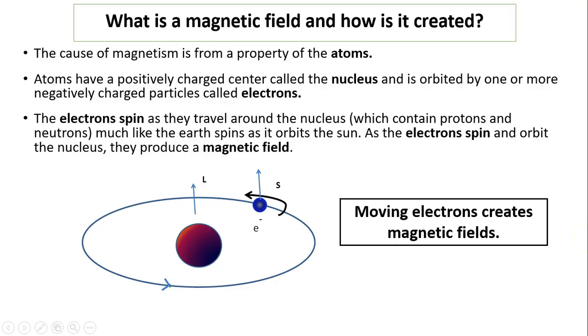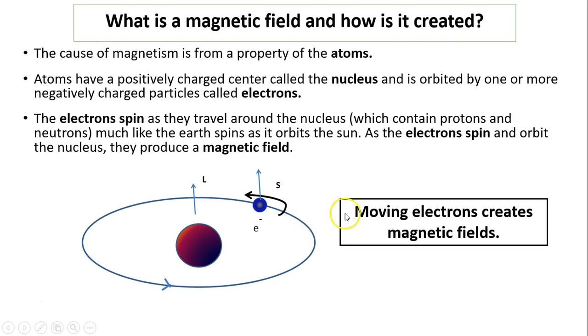What is a magnetic field and how is it created? The cause of magnetism is from the property of atoms. We have learned before that atoms have a positively charged center called the nucleus, which is orbited by one or more negatively charged particles called electrons. The electron spins as it travels around the nucleus, which contains protons and neutrons, much like the Earth spins around the sun. As the electrons spin or orbit the nucleus, they produce a magnetic field. As you can see here, the electron spins as it travels around the nucleus. This spinning of the electrons produces a magnetic field.